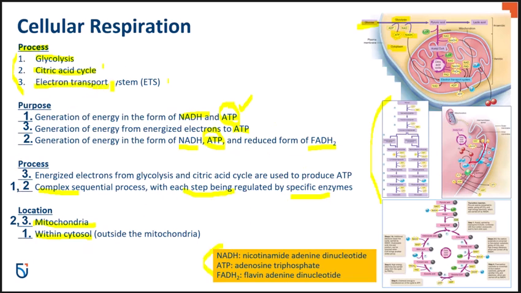Then the electron transport system, also occurring within the mitochondria, is going to also produce ATP, but it's going to use energized electrons that were produced by glycolysis and the citric acid cycle. So we have the NADH and the FADH in order to produce a whole heck of a lot of ATP.